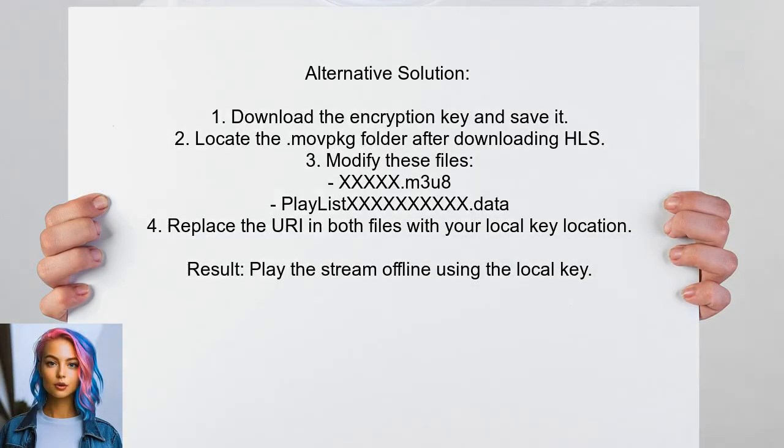An alternative approach shared by another user involves downloading the encryption key and saving it locally. After downloading the HLS stream, you'll find a folder named with a .movpkg extension. Inside this folder, there are two files to modify, the .m3u8 file and a data file. In both files, locate the line that specifies the encryption key URI and replace it with the local key location. This allows you to access the key from your local storage and play the stream offline.